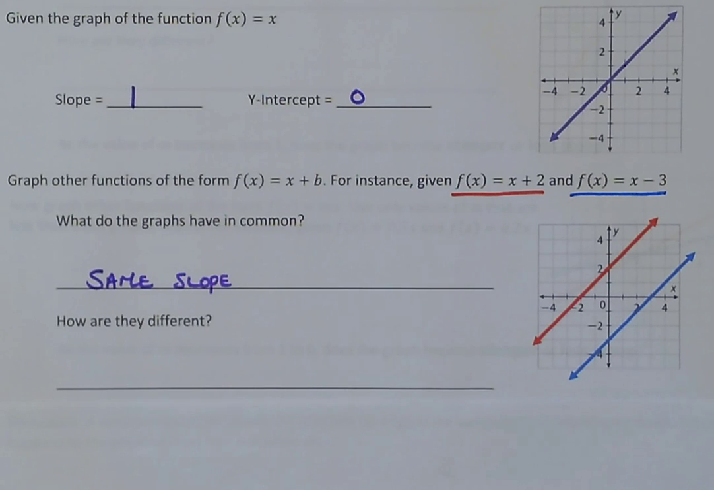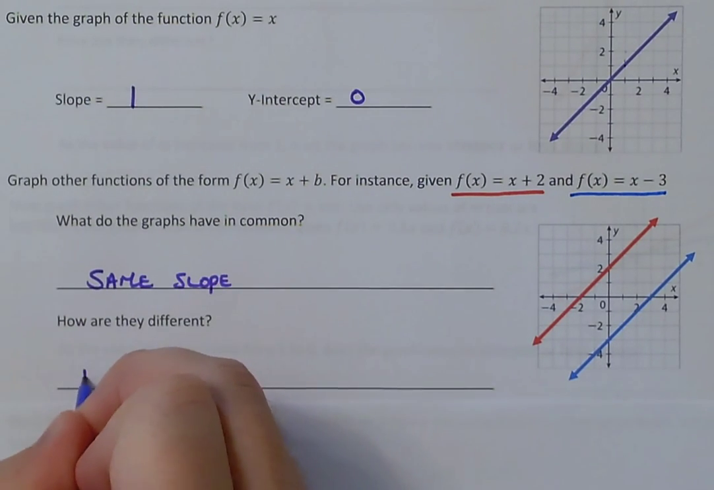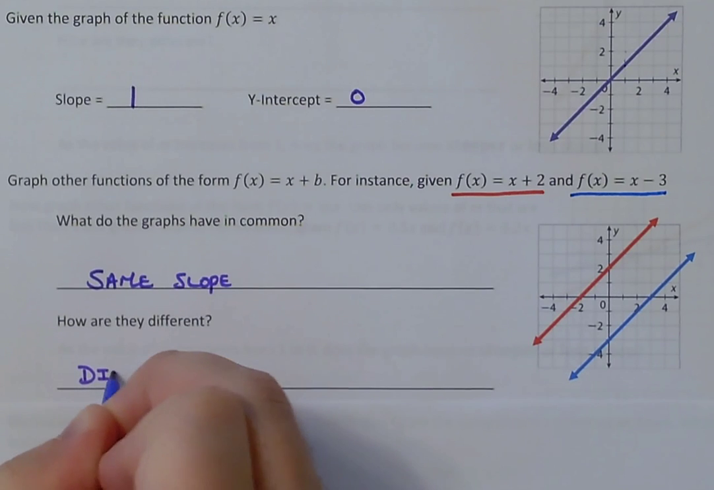So then the follow-up question is, how are they different? Well, they cross the y-axis at a different spot, so that means that they have a different y-intercept.